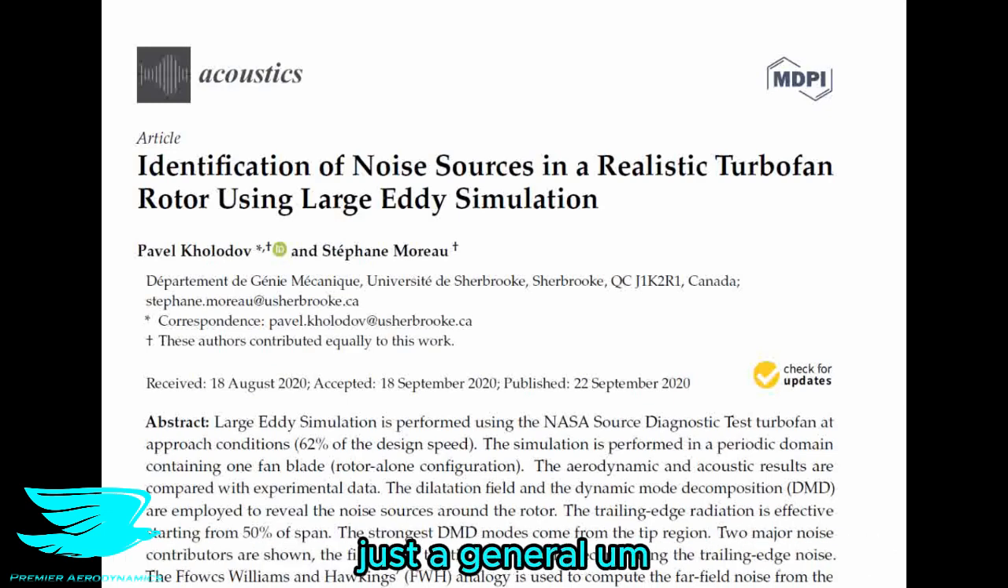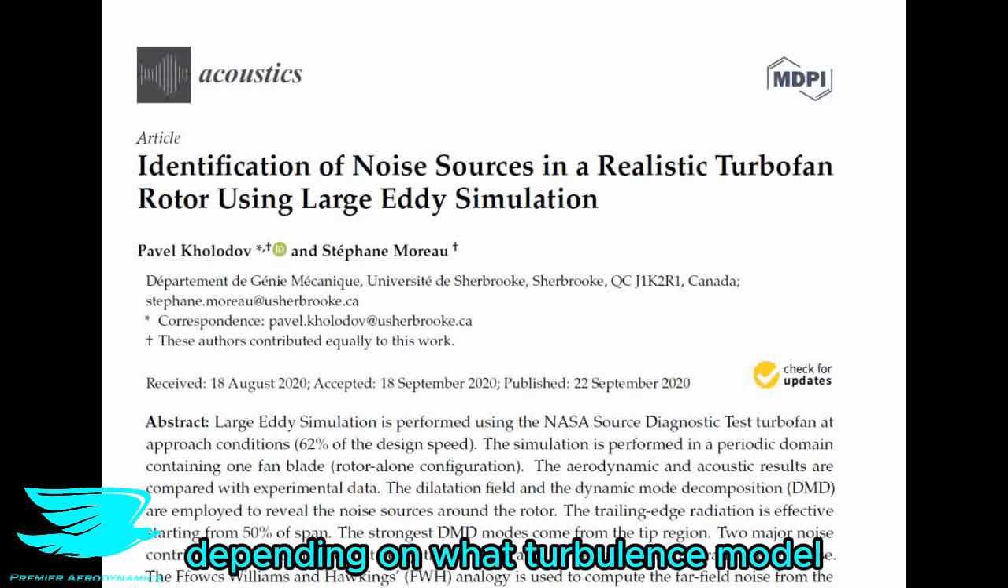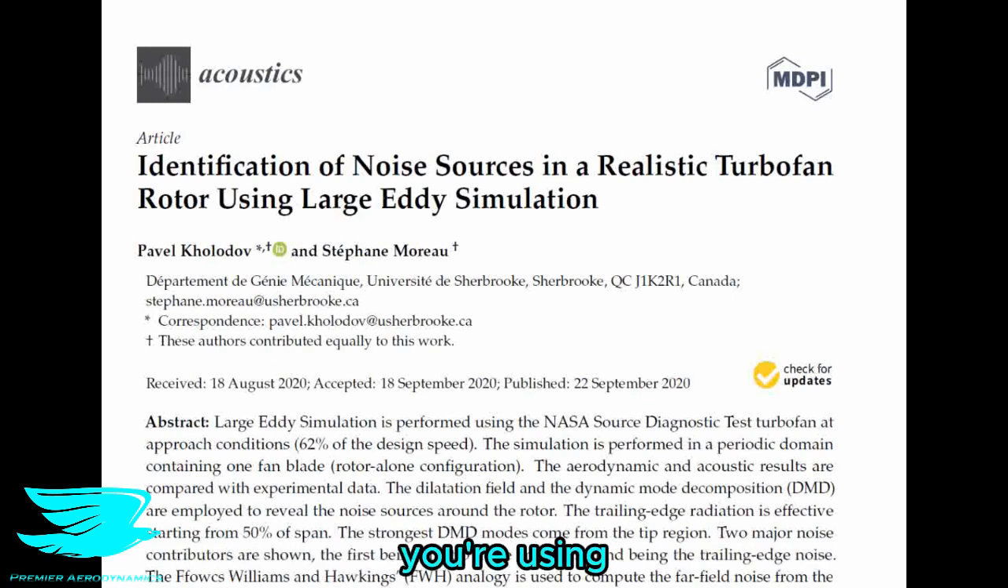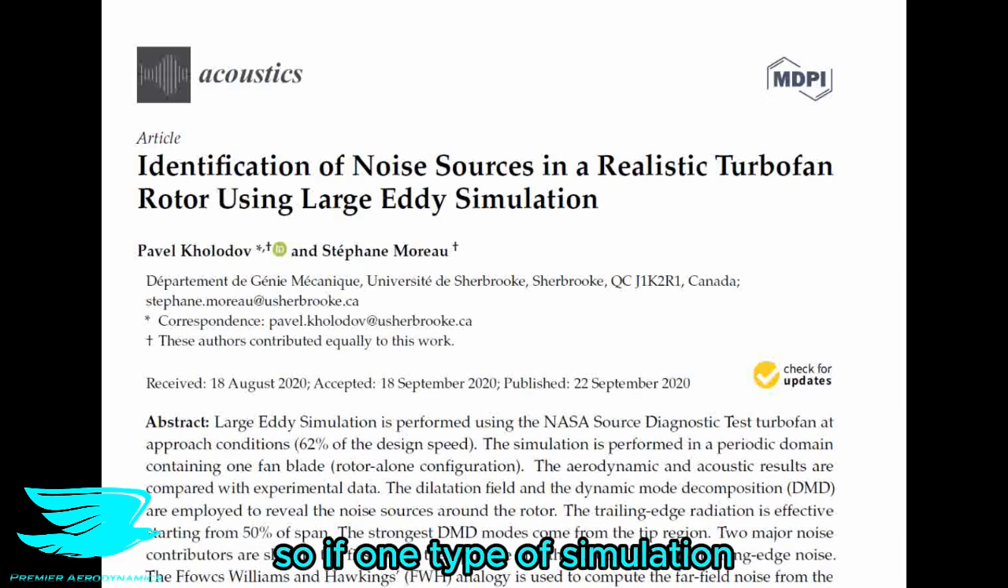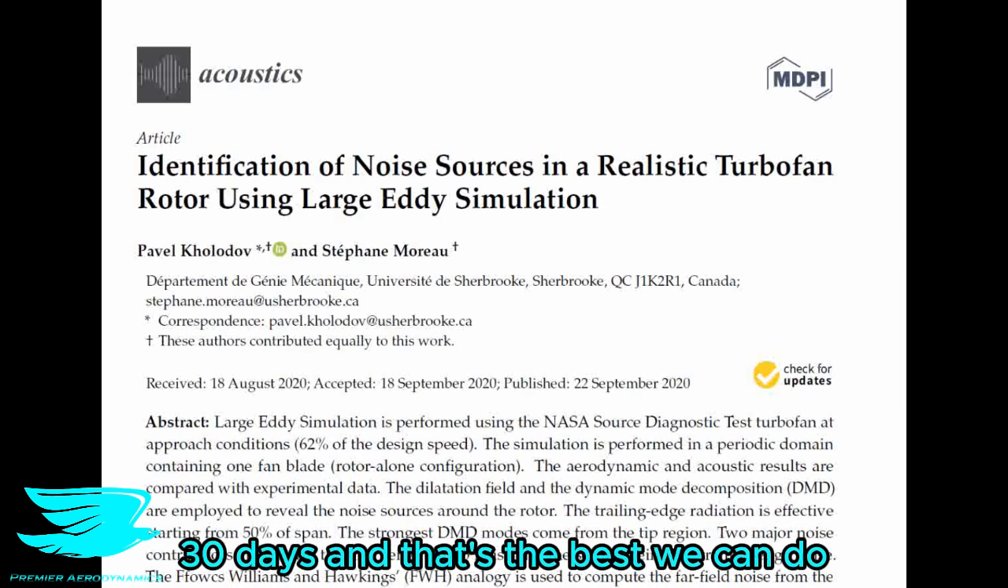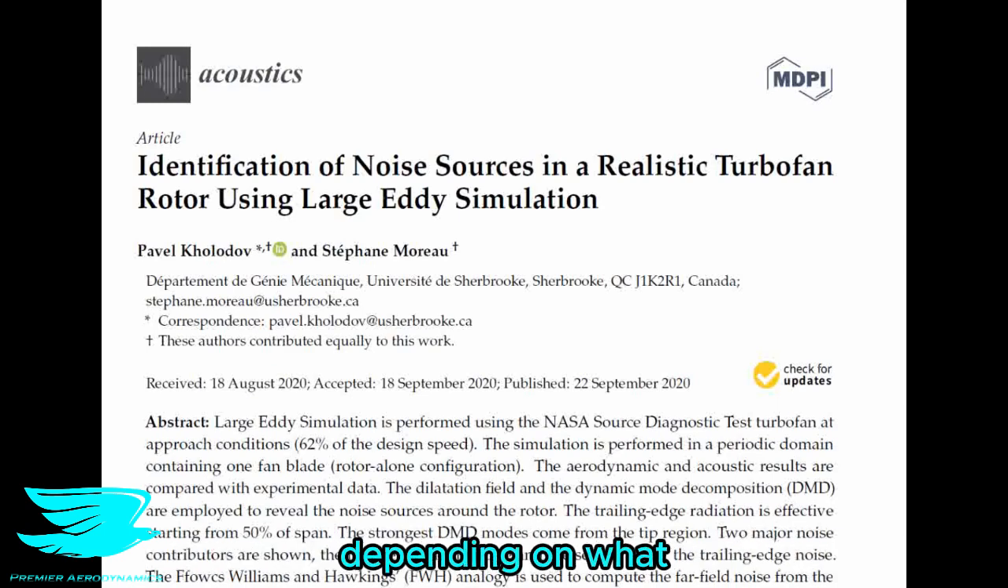And this is just a general thought experiment. 130 days might be for one simulation, another simulation might be different, and the reason why is because depending on what turbulence model you're using, what mesh you're using, if you're using a dynamic mesh, for example, with it moving, that takes longer to solve than one that's static. So for one type of simulation, 1 billion cells might take 30 days, and that's the best we can do. Another simulation might take 130 days, and that's the best that we can do, depending on what the mesh is doing, what the simulation is doing.